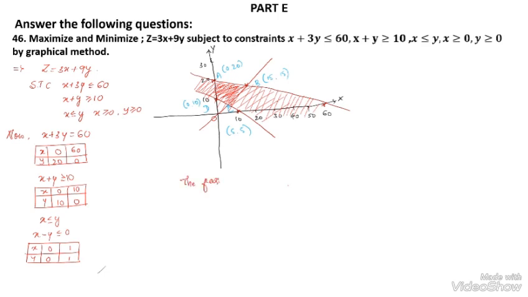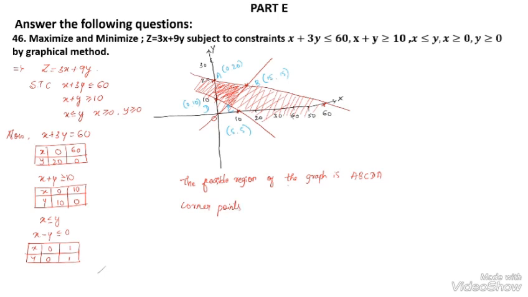The feasible region of the graph is A, B, C, D, A. This is the feasible region. I can take all the corner points here. That is, corner points.